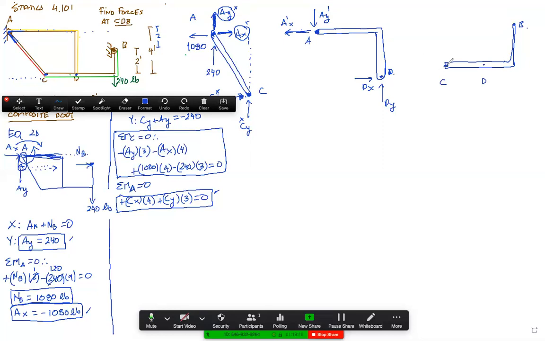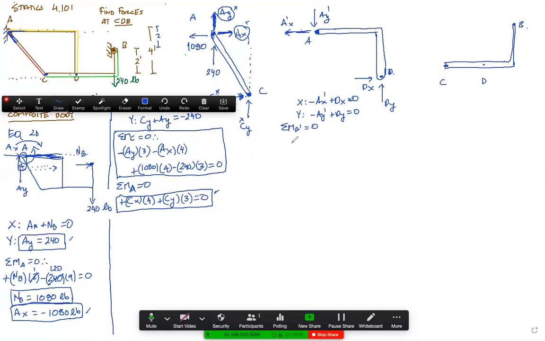Now, let's just go with this C point. Let me do the equations for this one. For x, I'm going to put minus ax prime plus dx equals 0, no problem there. For y, it's going to be minus ay plus dy equals 0. And therefore, moment regarding A prime equals 0.